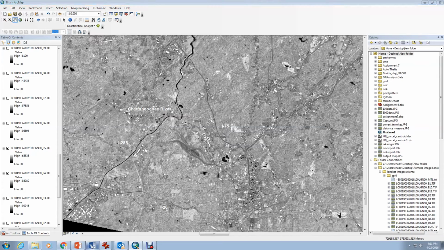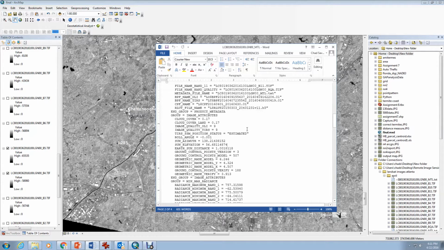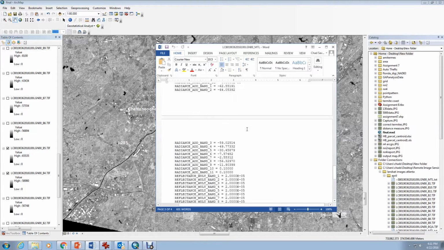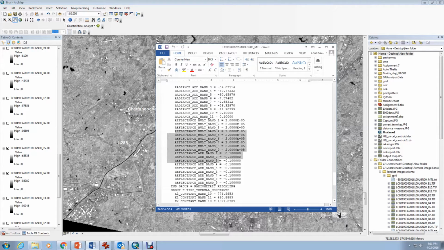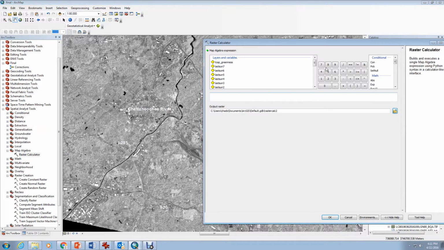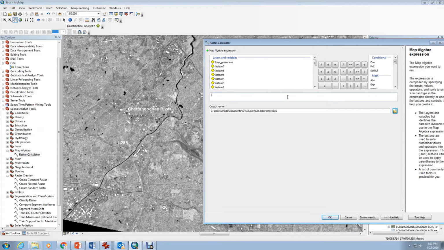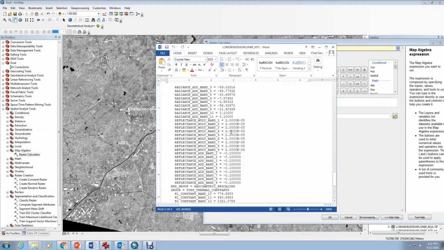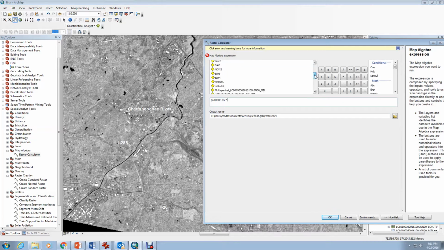And the first thing I have to do is go to my metadata file, and I'm going to find the reflectance multiplication band and reflectance add band. It's the same for all the bands. So we're going to go ahead and calculate the reflectance from the satellite image. We're going to go to our raster calculator, and we're just going to take that first number from the multiplication band, this one right here, and we are going to multiply that by the band.